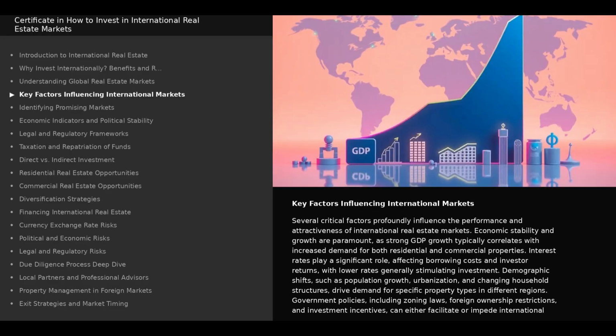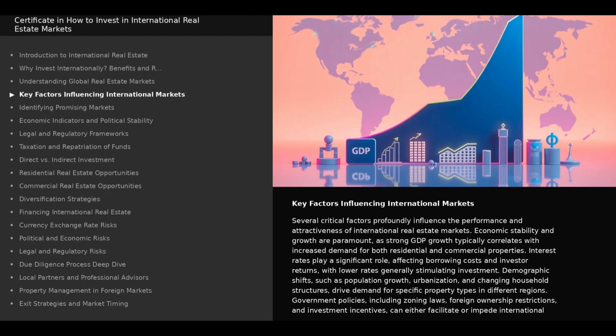Key factors influencing international markets. Several critical factors profoundly influence the performance and attractiveness of international real estate markets. Economic stability and growth are paramount, as strong GDP growth typically correlates with increased demand for both residential and commercial properties. Interest rates play a significant role, affecting borrowing costs and investor returns, with lower rates generally stimulating investment.